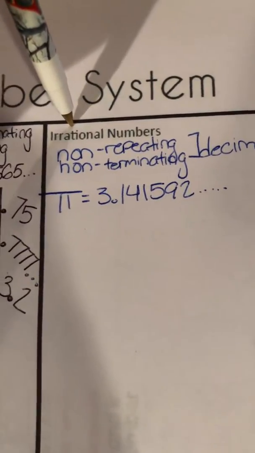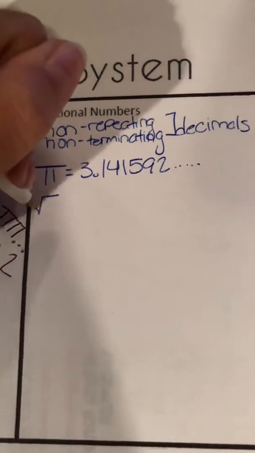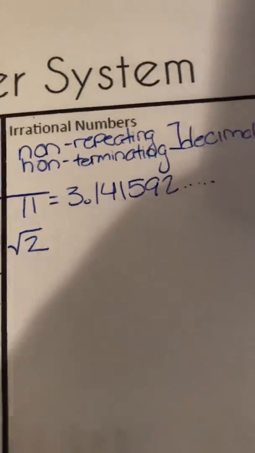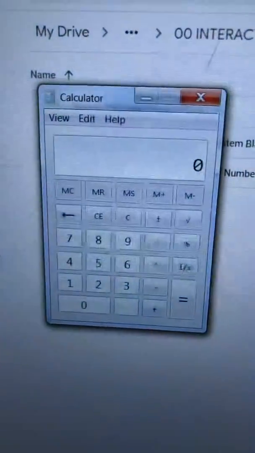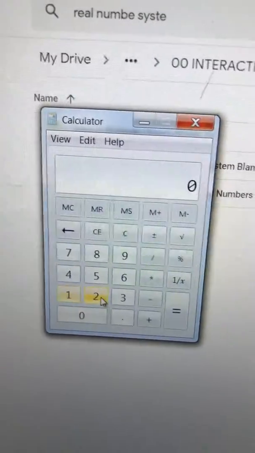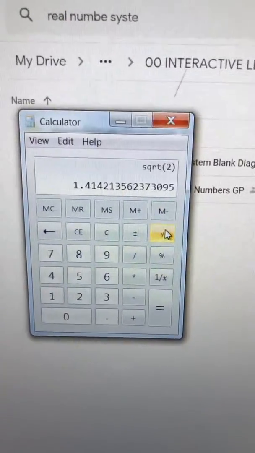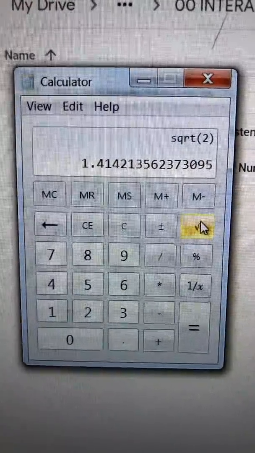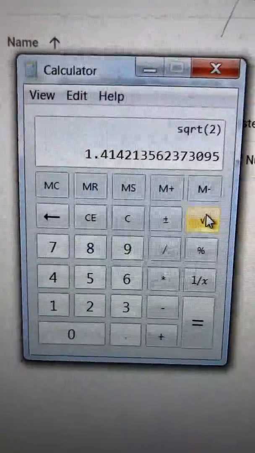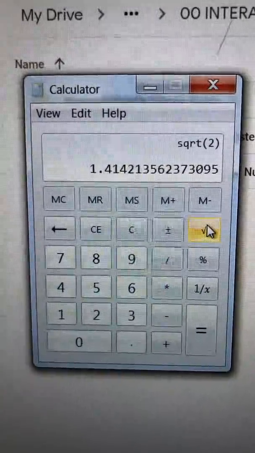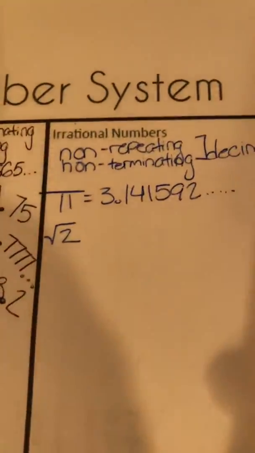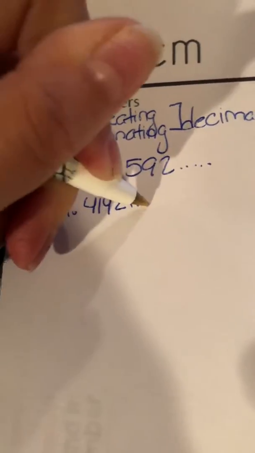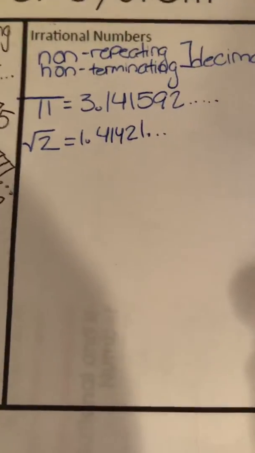Another example of an irrational number would be something that does not have a perfect square root, like the square root of 2. If we look at our calculator and you type in 2 and you take the square root of it, it continues on and on. 1.414213562 continues on and on forever with no pattern of repetition, and it does not stop. So, square root of 2, because it goes on forever and ever, is an example of an irrational number.